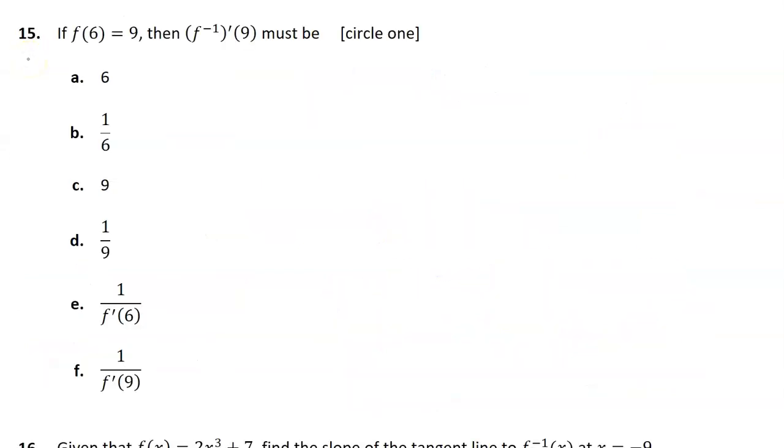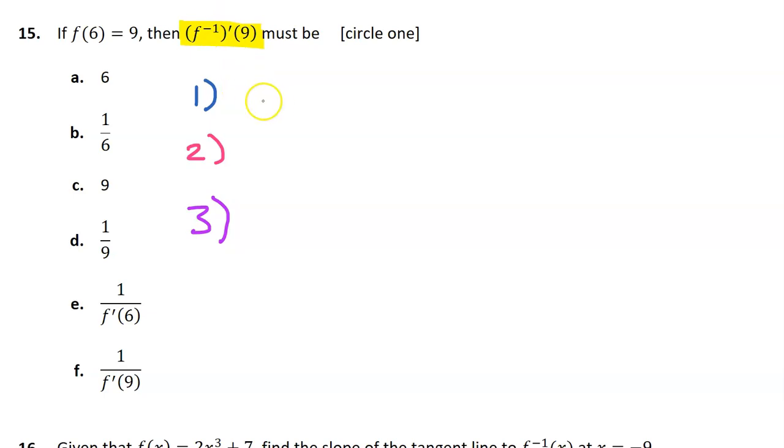Number 15. If f at 6 equals 9, then the derivative of f inverse at 9 must be which one of these? So focus on this. We are being asked to find the derivative of an inverse at a point. This is exactly what we did in the previous problem when I told you that I have a three-step process for finding the derivative of an inverse at a point. So let's do those three steps again.